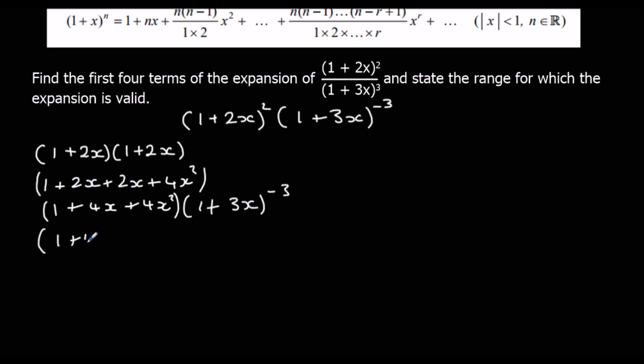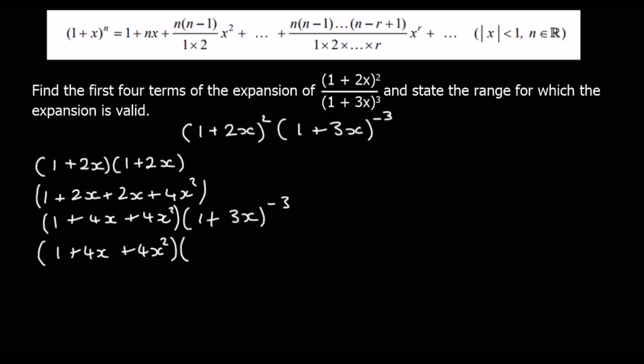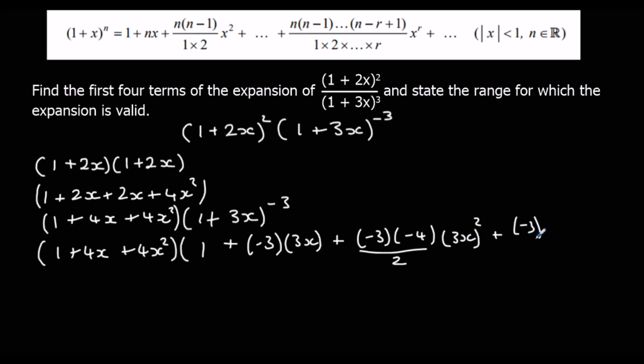So we're going to leave our first expansion here for now, and we're going to expand (1 plus 3x) to the power of minus 3. So we've already got 1 at the front, so we don't have to worry about factorizing anything out. So we're just going to go straight into the expansion. So we've got 1 plus nx, so minus 3 times 3x, plus n times (n minus 1) over 2 x squared, plus n times (n minus 1) times (n minus 2) over 6 x cubed.